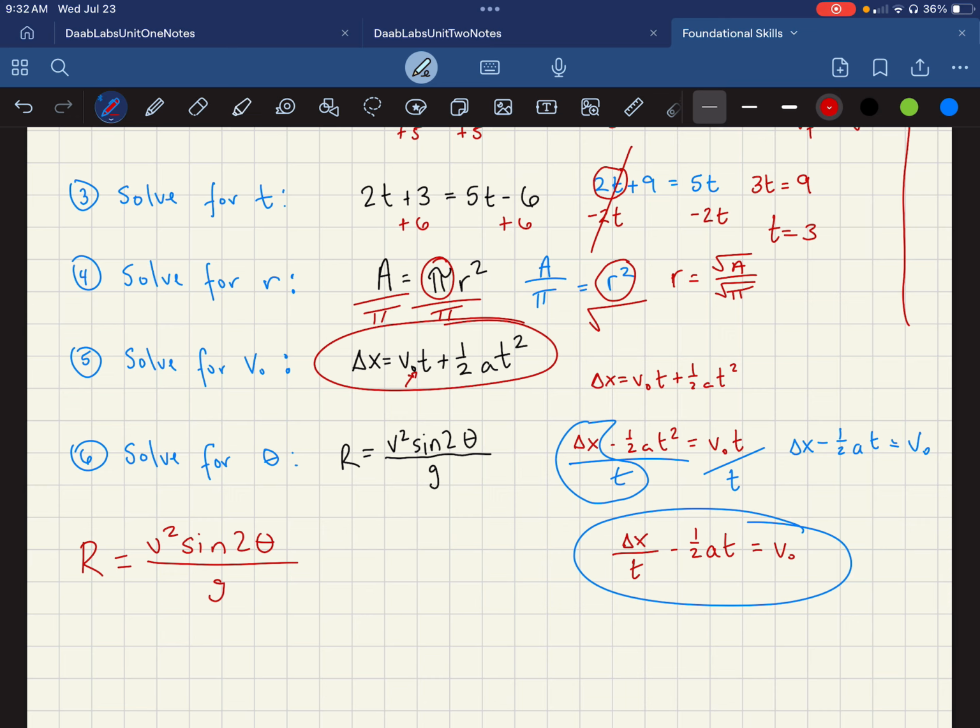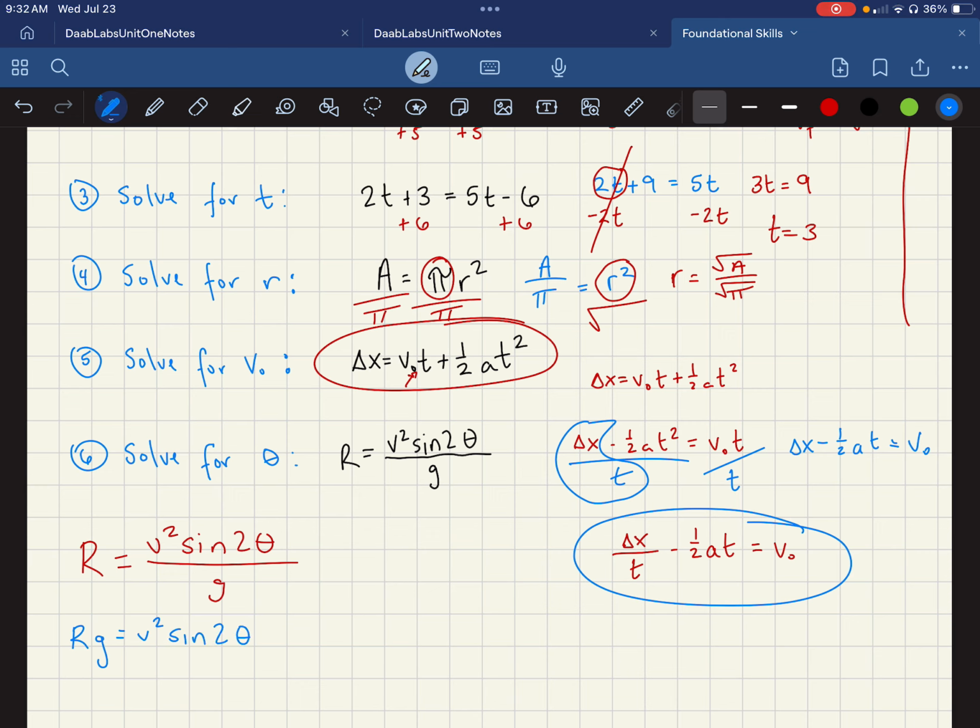They want us to find theta. This is actually not as bad as you might think, but we want to be careful with that sine 2 theta portion. So the first thing that we could do is go ahead and multiply over g. So now we have r times g equals v squared sine 2 theta.